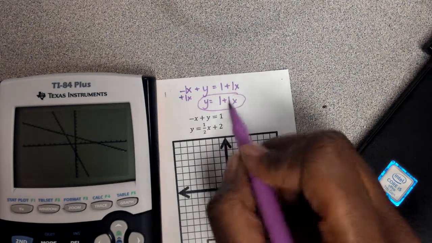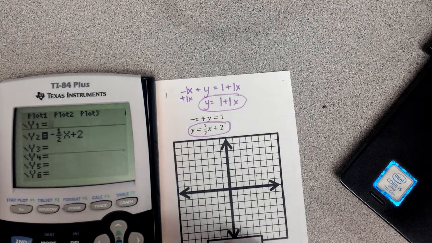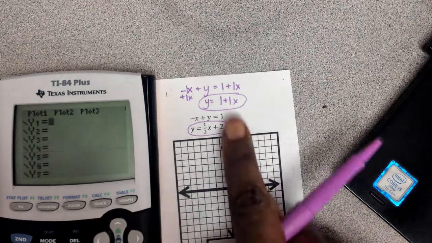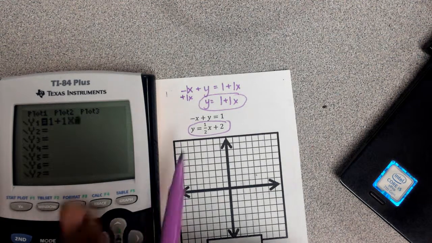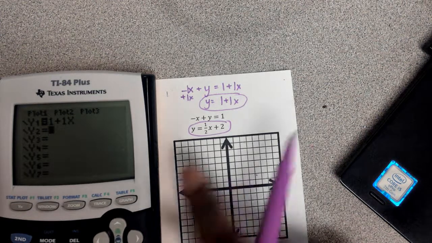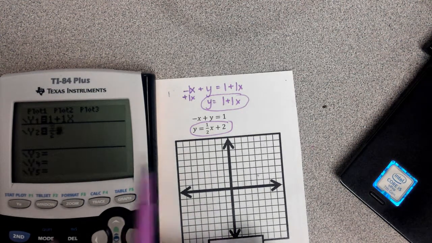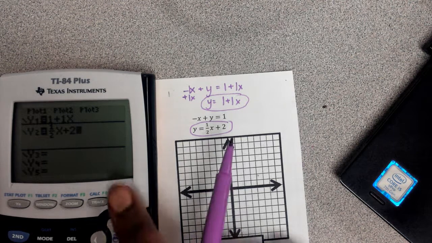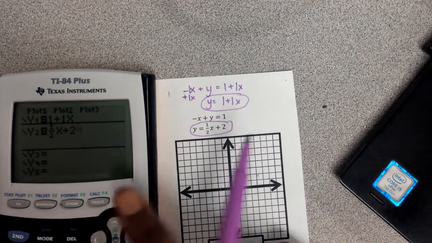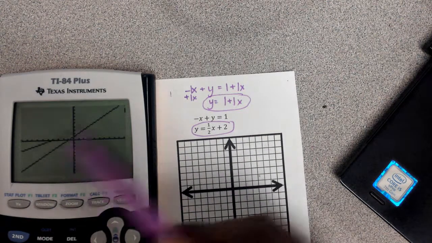So now that I have this equation and this one's already ready, I can now do the same thing I did on the front, which is put one of the equations in the y1, the other equation in the y2. And remember, the first thing you should check, maybe get in a good habit of, is making sure that the lines are not parallel.